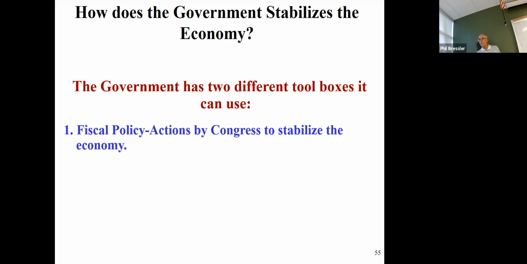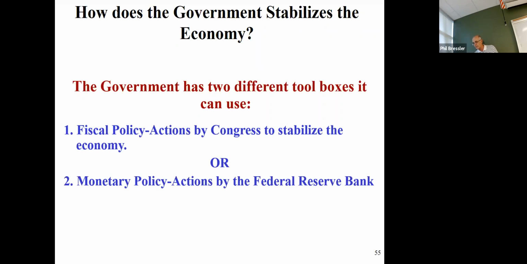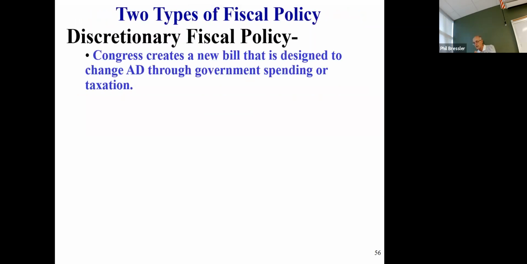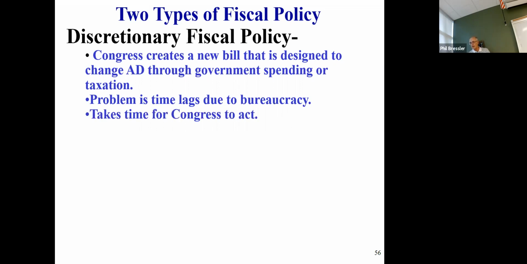So actions by government, right? That's discretionary or monetary. So today we're only going to talk about fiscal. Tomorrow I'll talk about monetary. All right, here we are. 2 types. There's the discretionary, which is Congress creates a law. All right, that's either government spending or taxing, one or the other. All right, anytime you deal with Congress, all the Republicans vote no on the Democrats' bills and the Democrats vote no on the Republican bills. It takes forever to get something passed.